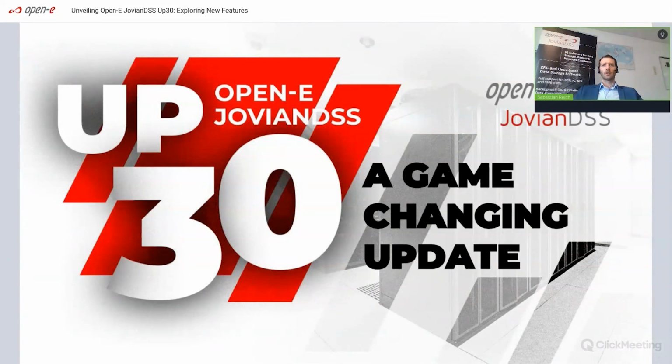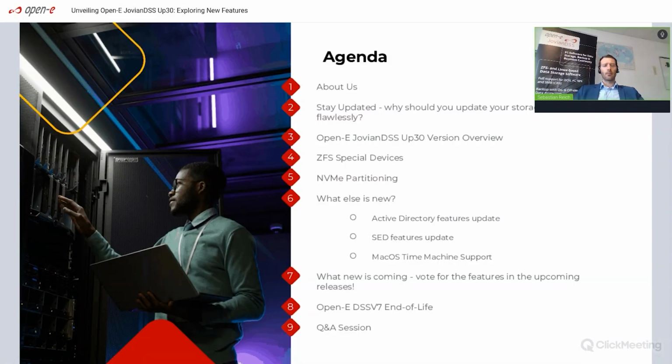Therefore I would like to start with today's agenda. First we're going to say some words about us, as some people don't know about Open-E. The next point is why your system should stay updated, even when the storage runs well right now, or even when it runs flawlessly. Many people say never touch a running system, but in this case we're going to showcase something really important. The next point will be the Open-E JovianDSS update version overview.